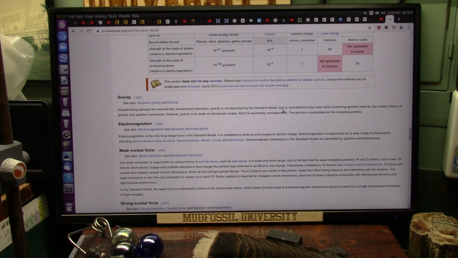They have no idea why it happens. It's due to contradictions that arise when combining general relativity, the modern theory of gravity, and quantum mechanics. You cannot do it with the big particles they have. However, gravity is so weak at microscopic scales that it is essentially unmeasurable. Oh man. The graviton is postulated as the mediating particle.